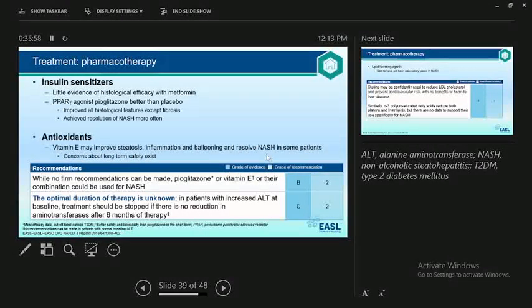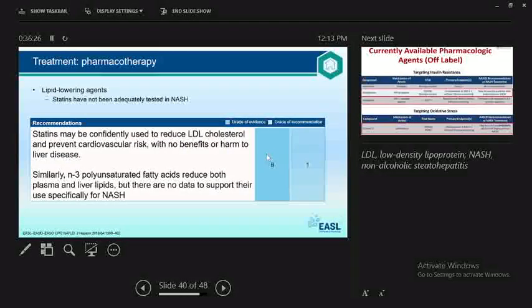From country to country and organization to organization, the recommendations are different. If you check all the global recommendations, no confirmatory recommendation can be made on pioglitazone, vitamin E, or the combination for the treatment of NASH, because it depends on where you work and where you practice. It means you follow what you feel comfortable with. The optimal duration of therapy is not known.